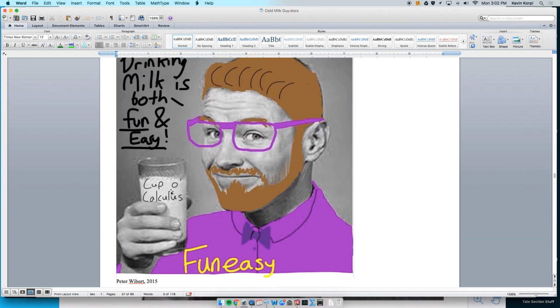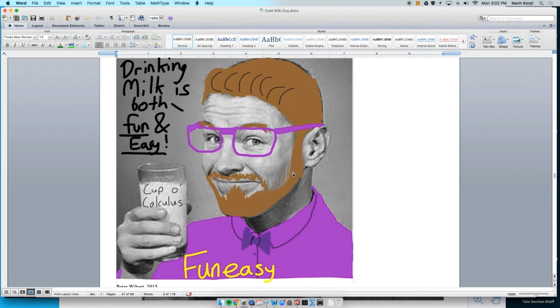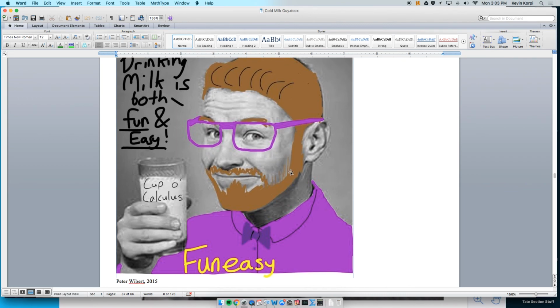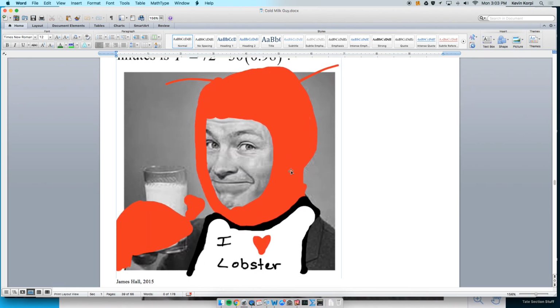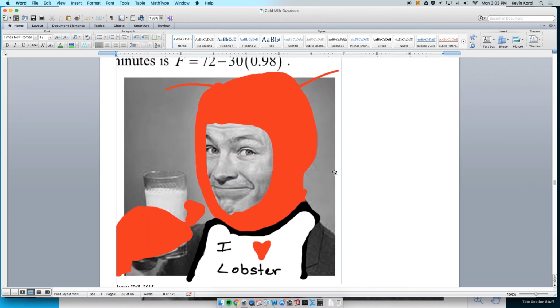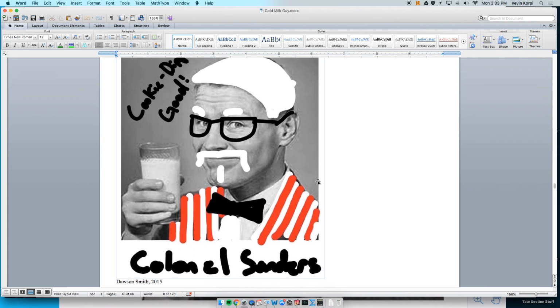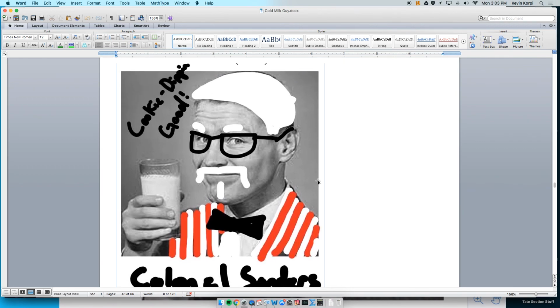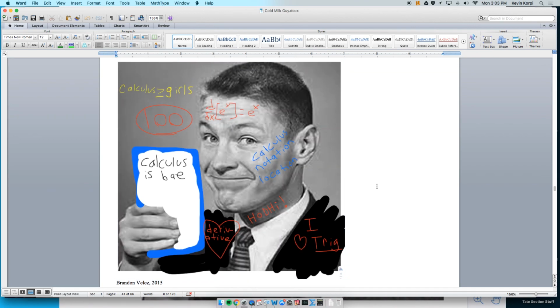Okay, this one was Peter Weibert. Drinking milk is both fun and easy. It's fun and easy. He's drinking a cup of calculus right there. Then you have the Second Amendment. This is James Hall's second effort as a senior. What goes good with lobster? Milk. I heart lobster. Here is Dawson Smith. It's cookie dipping good, Colonel Sanders says. Then you have Brandon Velez, who has all these calculus. Calculus is greater than girls, greater than or equal to.